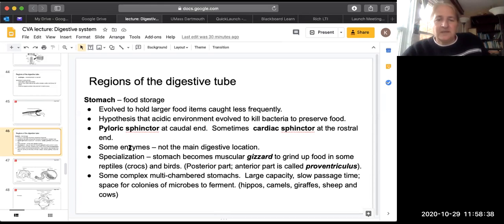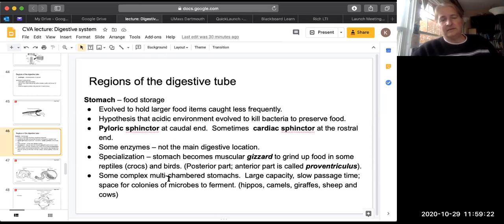Some specializations of stomachs in some vertebrates. In some reptiles and birds, the stomach becomes a muscular gizzard, which grinds up food. So the gizzard sometimes even has stones in it, and it has really tough muscle. If you ever dissect a bird, you'll come across this very, very super muscular part of the gut, and that is called a gizzard. Maybe in your turkey at Thanksgiving, you can look for it. They have a gizzard.